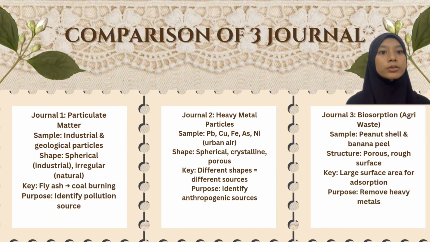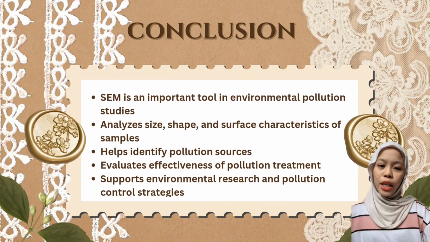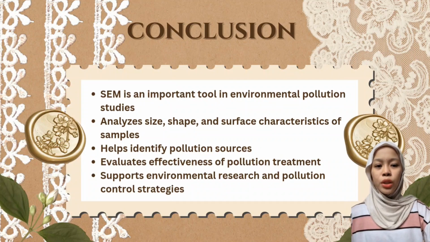In conclusion, although the samples were different, SEM was effectively used in all three studies to analyze surface morphology and support the research objective. In conclusion, scanning electron microscopy, SEM, is an important tool in environmental pollution studies. It helps researchers analyze the size, shape, and surface characteristics of environmental samples. Based on the general review, SEM is useful for identifying pollution sources and evaluating pollution treatment methods. Therefore, SEM plays a significant role in supporting environmental research and improving pollution control strategies.